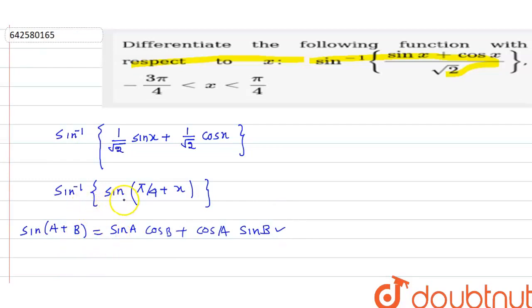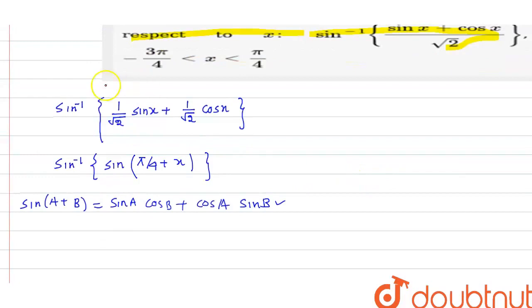Sin inverse of sin(π/4 plus x). Now if this x goes from -3π/4 to π/4, then this π/4 plus x goes to -π/2 to plus π/2. And we know that the graph of sin inverse sin x in the interval -π/2 to π/2 is y is equal to x.